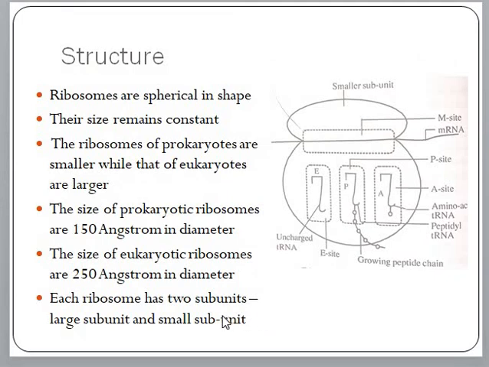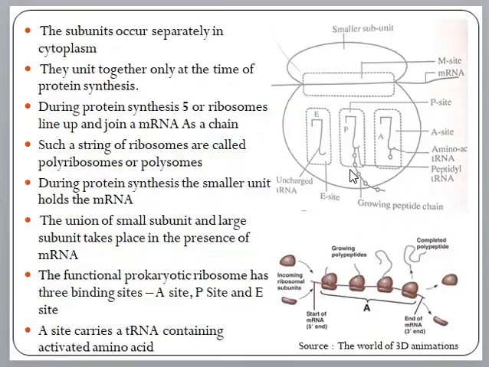Now let's see the structure of ribosomes. Ribosomes are spherical in shape. Often their size remains constant in an organism or in the cells of an organism. The prokaryotic ribosomes are smaller, while in eukaryotes they are larger. The size of a prokaryotic ribosome is 150 angstrom in diameter, whereas eukaryotic ribosomes have a diameter of 250 angstrom. Ribosomes are formed of two subunits, the larger subunit and the smaller subunit. This is the smaller subunit and this is the larger subunit.